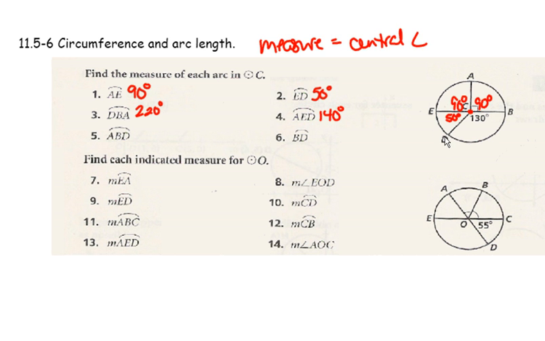ABD is the exact same arc as DBA, just in the other direction. So it is also 220 degrees. And then arc BD is simply 130 degrees.